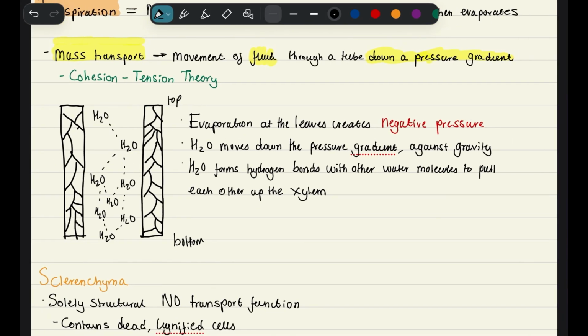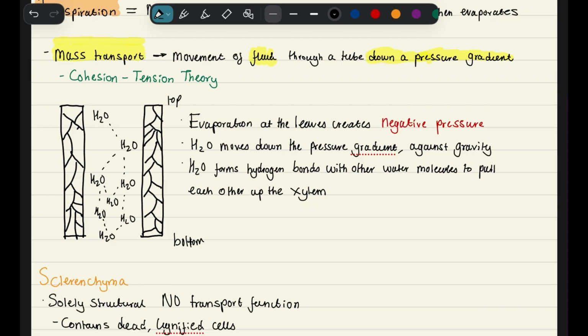So we have evaporation at the leaves, right? If we're losing water at the leaves, we create a negative pressure because there are fewer water molecules there. Now, water is always going to move by mass transport down the pressure gradient, which is against gravity. However, this is going to be pretty hard for the water molecules to do.